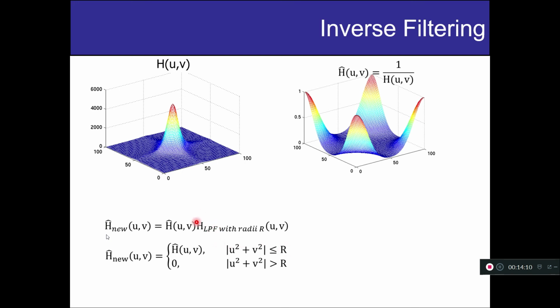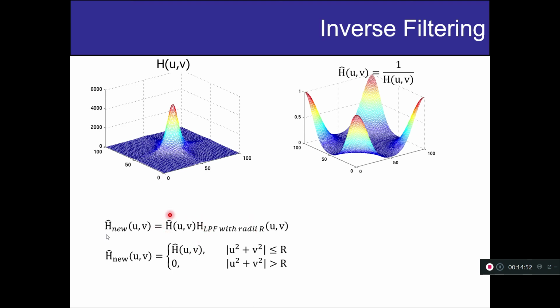So it is actually the ideal low pass filter, because this is the equation of it. If the value here is lower than the radius r, then H new becomes your H hat. If the value is more than r, then it will be distorted to 0. So this is an ideal low pass filter, because anything that passes through is multiplied by 1, and anything more than r is multiplied by 0.